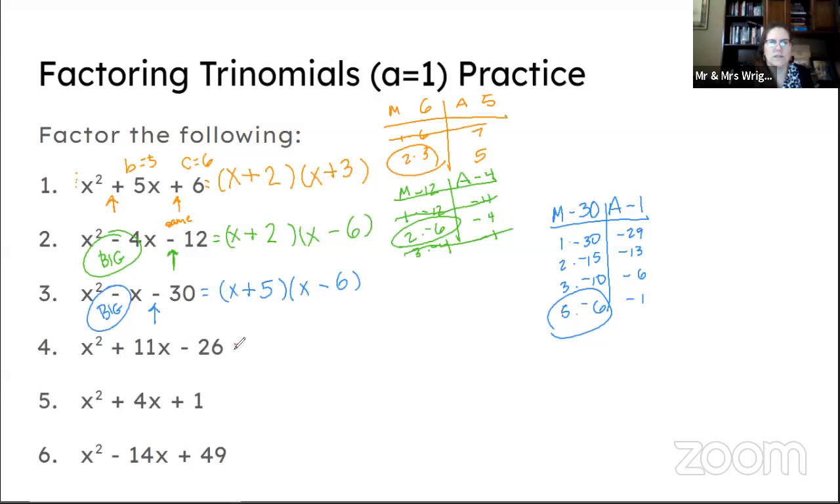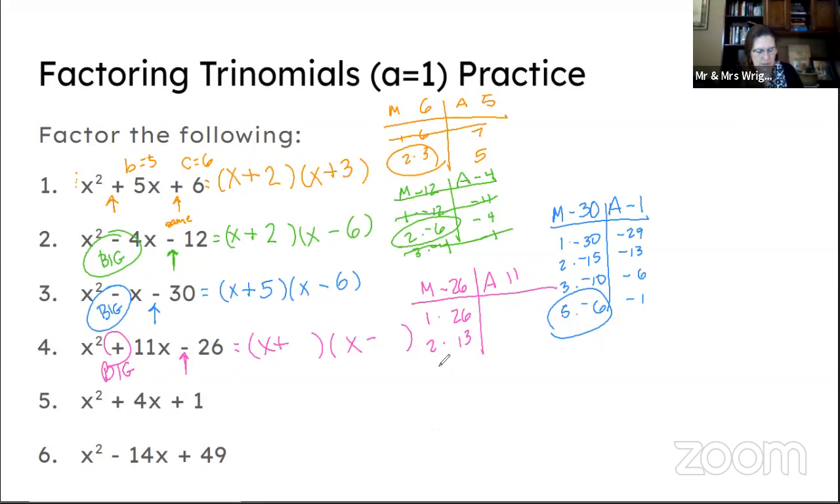Number 4. Let's go ahead and do this. X and X. All right, I know that this is going to tell me I'm going to have different signs. And this is telling me that my bigger number is going to be positive. Okay, so I want to multiply to be -26, and I want to add to be +11. So 26 is going to be 1 times 26, 2 times 13.